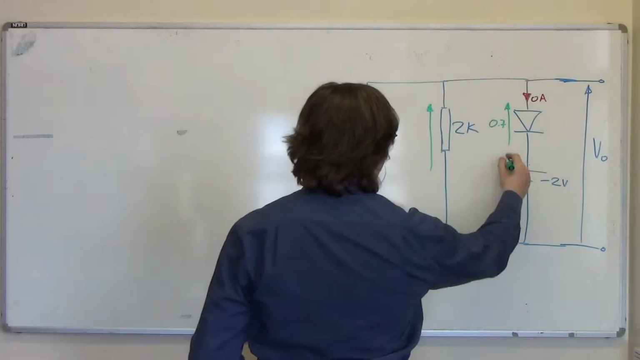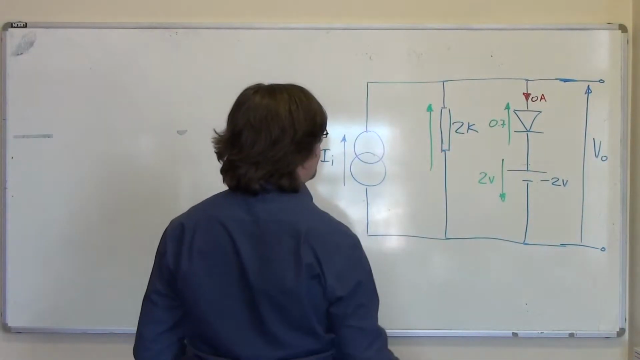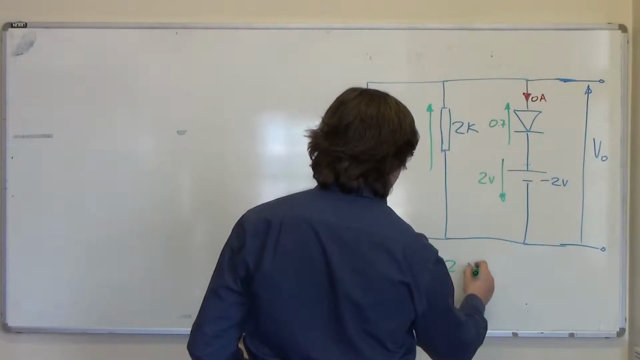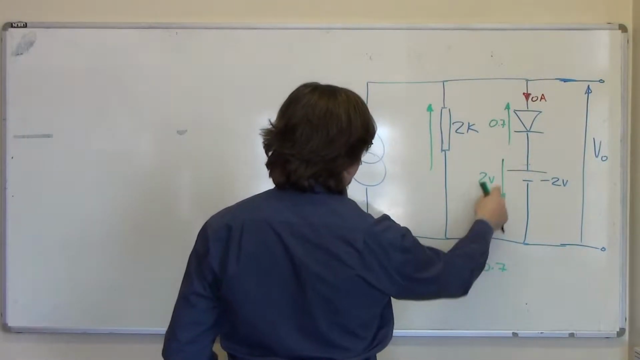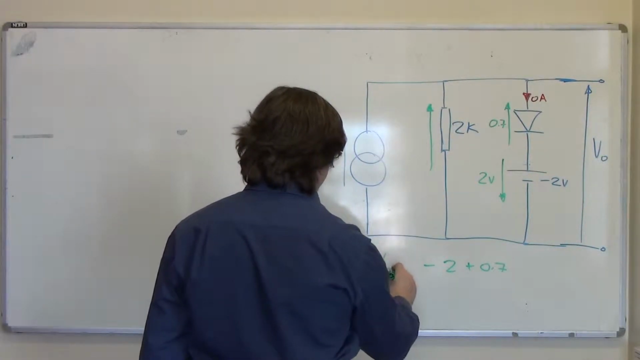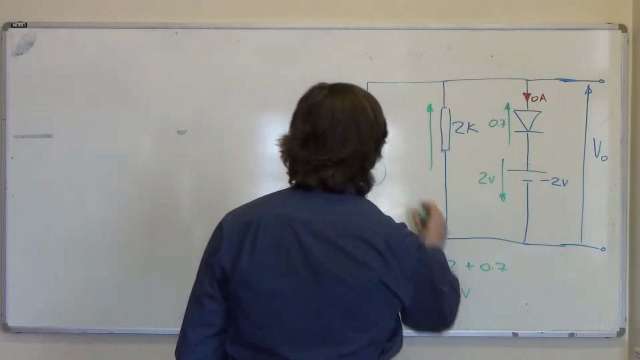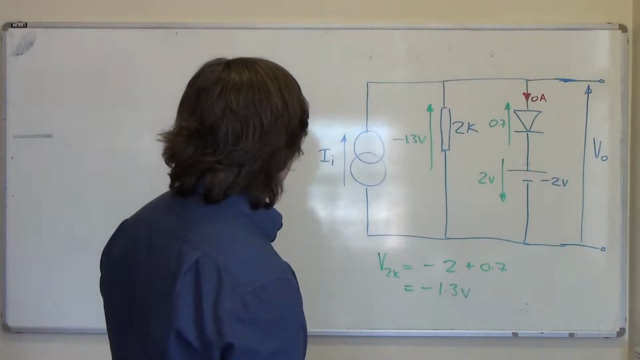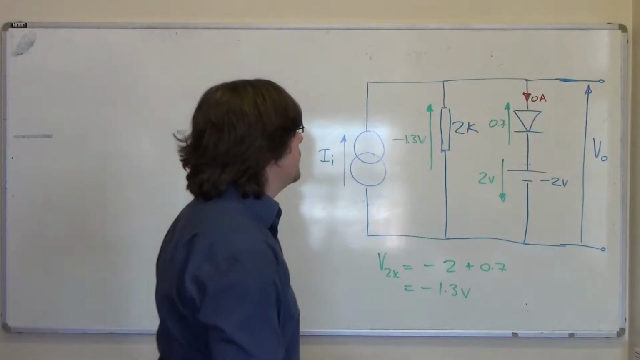So we've got 2 volts going that way, and we've got 0.7 volts facing upwards, so it's minus 2 plus 0.7 volts. We're using the blue, and then that, and the minus comes from the change of direction there. So this is, I call it V2K, and that will be minus 1.3 volts. So minus 1.3 volts across the 2K resistor will give us 0.7 volts across the diode.